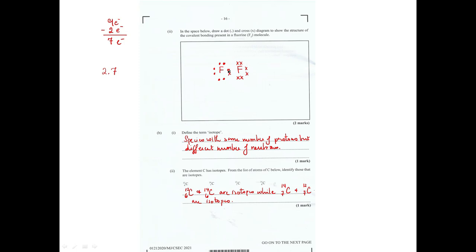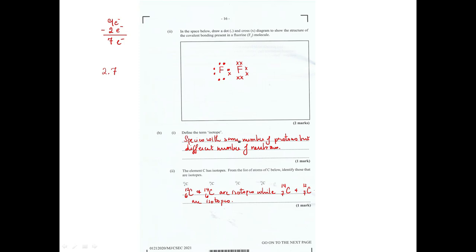And so one of the fluorines would have dots, so 7 dots representing 7 valence electrons, and the other one in place of dots will be x's to show the difference, and the covalent bond will be the 2. The x and the dot together would form a single bond between them. 2 electrons is equivalent to 1 bond. Okay, so that is how you should have drawn this. 2 marks.